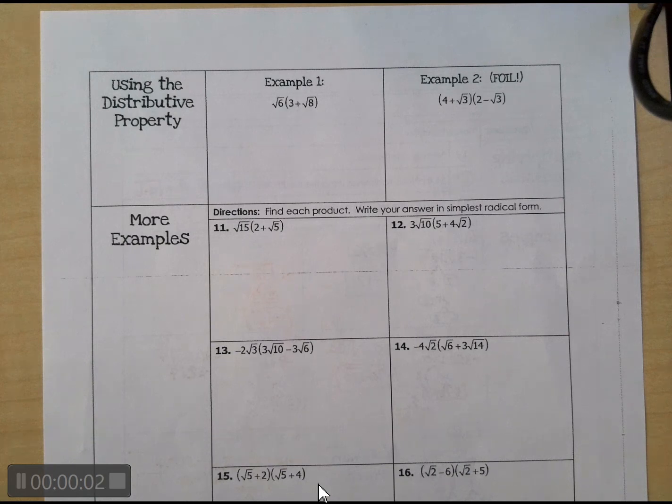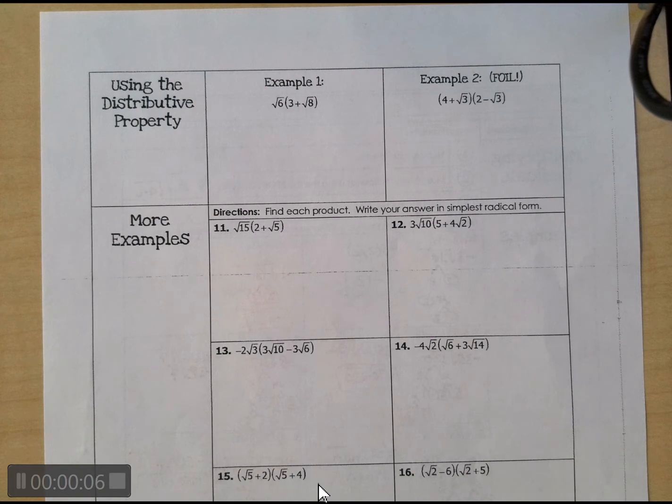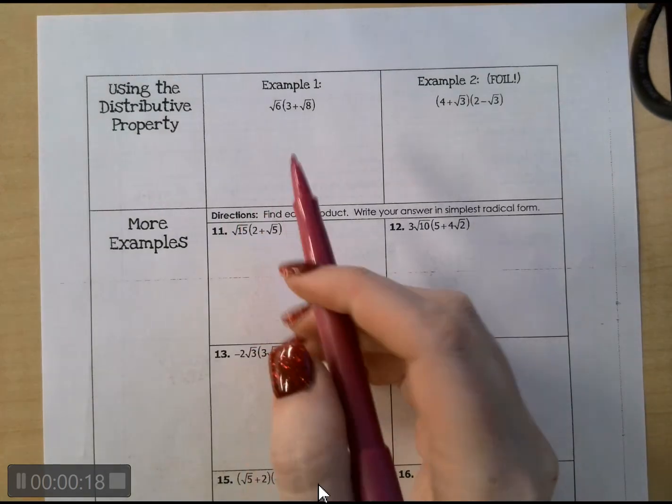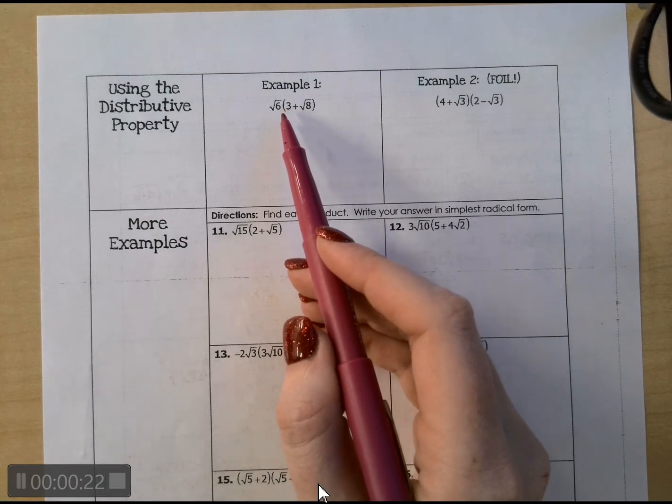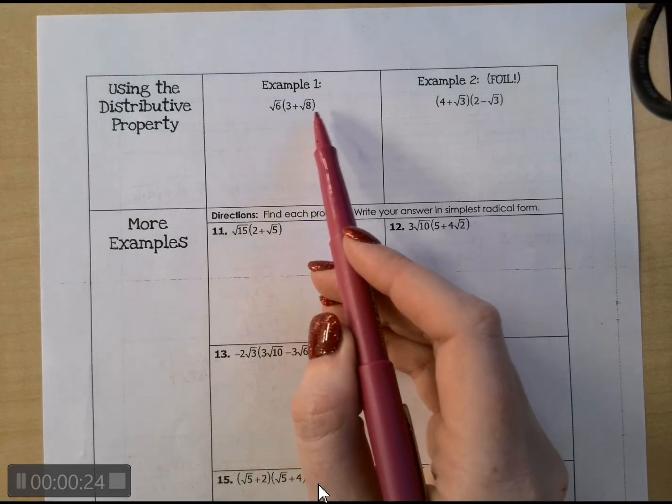So we just finished learning how to multiply radical to radical, but now we are going to learn to use the distributive property for radicals. And it's going to be about the same as distributive property for variables. So let's look at our very first example. We have the square root of 6, parentheses, meaning multiplication, 3 plus square root of 8.